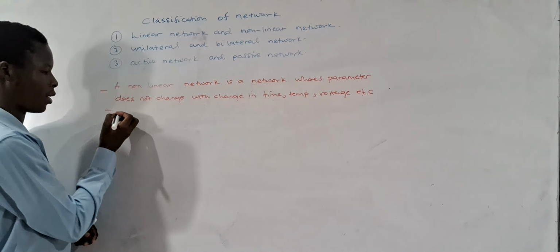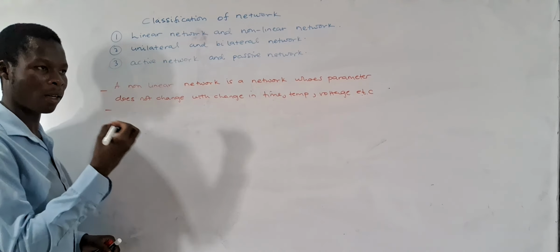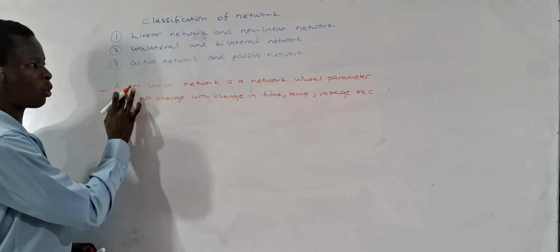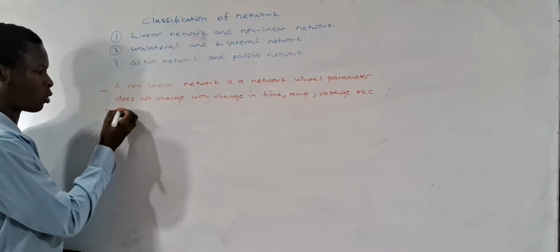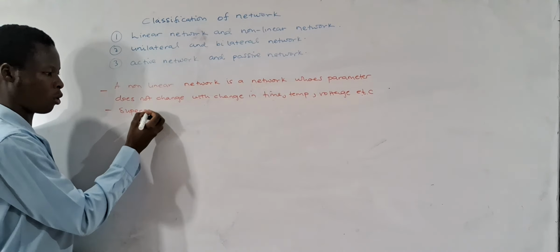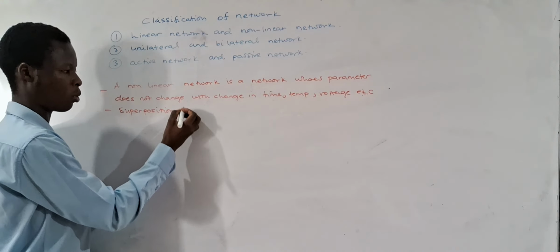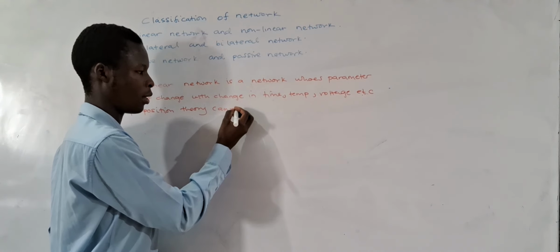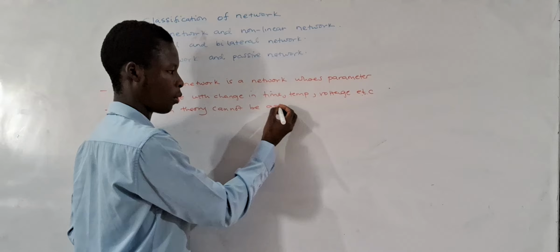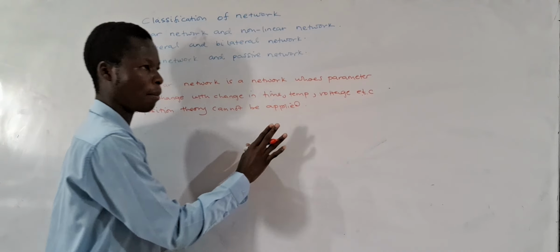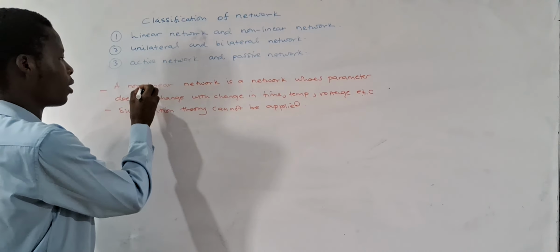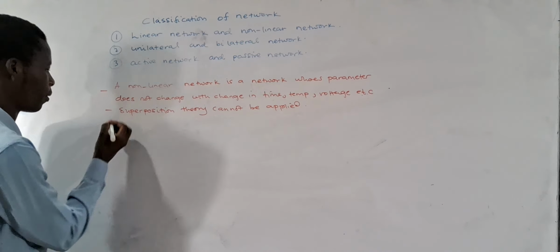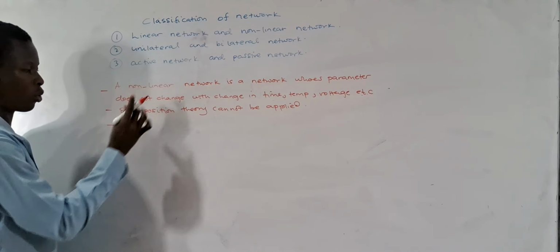Nonlinear networks do not have a mathematical equation from superposition theory. In other words, you cannot apply the superposition theorem. The superposition theory cannot be applied. You cannot obtain a mathematical equation for a nonlinear network from what? From superposition theory. Okay. So the opposite is true.